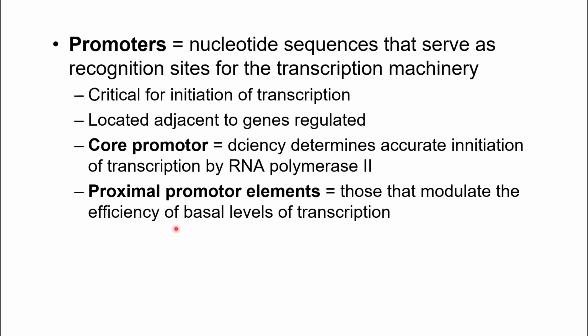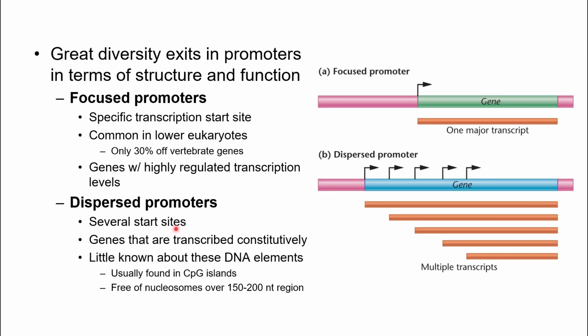Proximal promoter elements modulate the efficiency of transcription. So we talk about what we say are basal levels of transcription. That means our average levels of transcription. This can modulate it. So proximal promoter elements can make transcription happen faster, or they can make it happen slower. And we'll talk about how in just a moment.